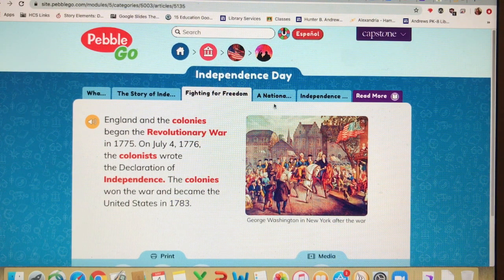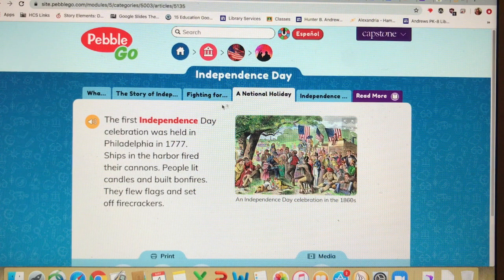Okay, let's go to the next one. A national holiday. The first Independence Day celebration was held in Philadelphia in 1777. Ships in the harbor fired their cannons. People lit candles and built bonfires. They flew flags and set off firecrackers.